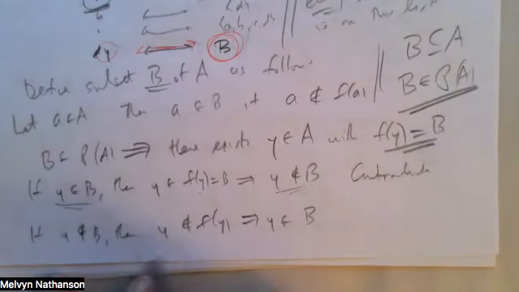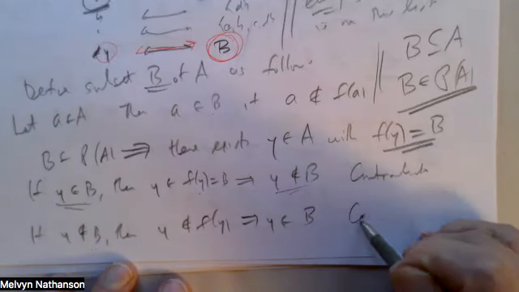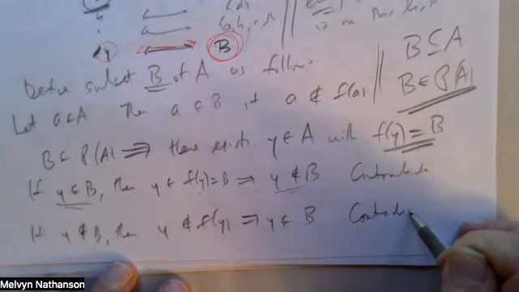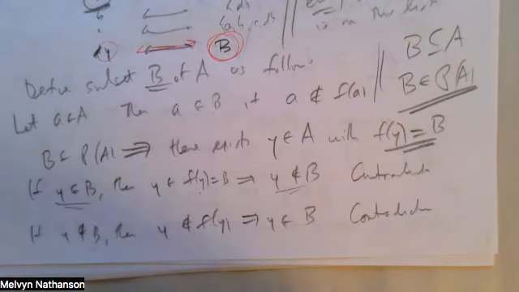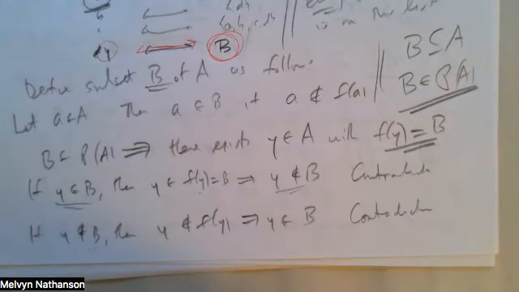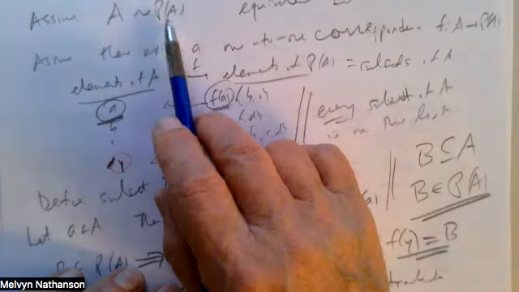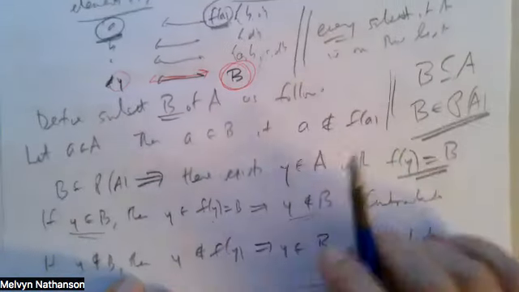But if Y is not in F of Y, then Y is in B. So we have, again, another contradiction. If Y is not in B, then it is in B. But these are the only two possibilities. Y is either in B or not in B, but both of them are impossible. So our assumption had to be false. And the assumption was that A was equivalent to the power set of A. So that's not true.